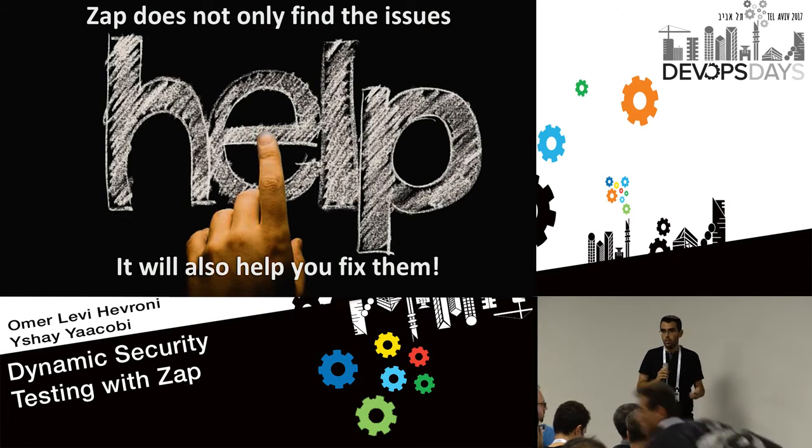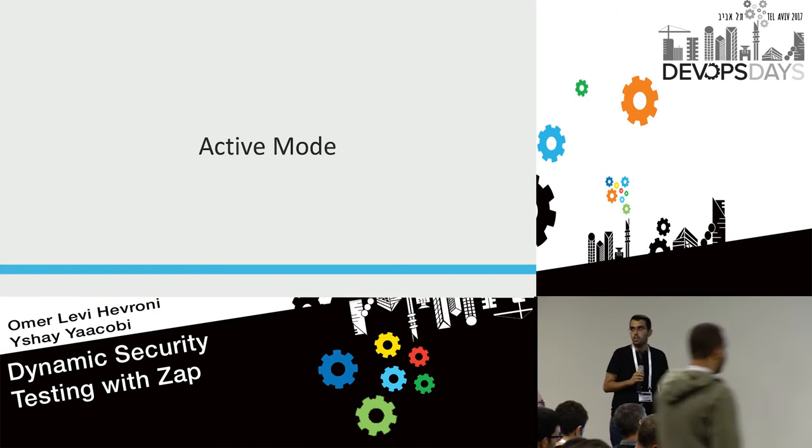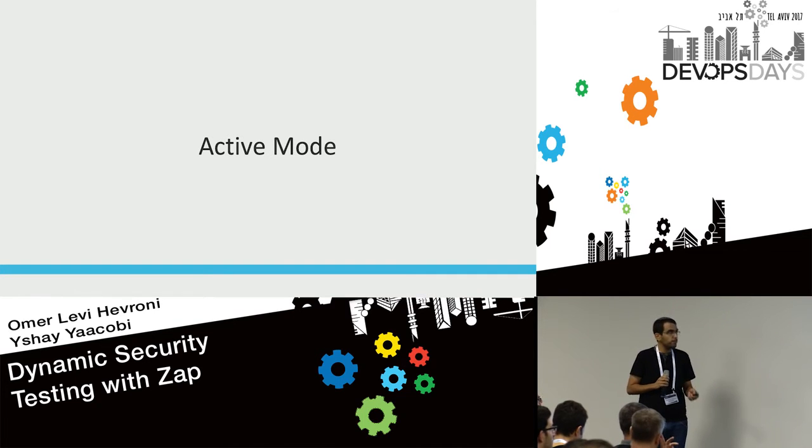And then either you will not fix it well, or you will not fix it at all, because you will not know how. So this was the passive mode. Now let's talk a bit about active mode, which is a bit more interesting.